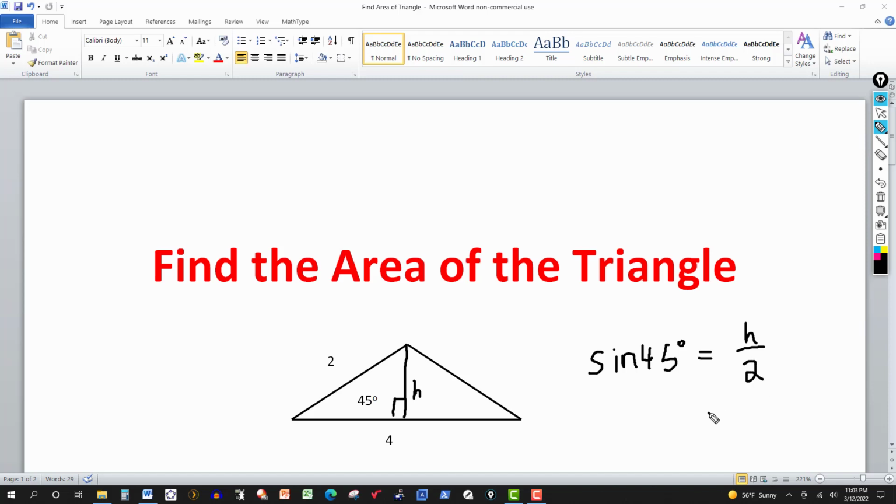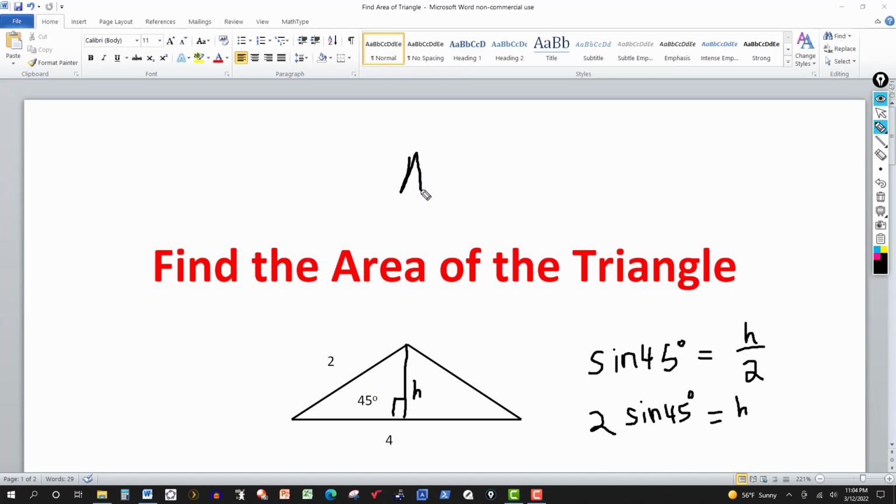And if I multiply both sides of this equation by 2, this tells me that h is equal to twice the sine of 45 degrees. So we want an approximation. We can just compute the sine of 45 degrees to be radical 2 over 2. So h would be radical 2. Let's suppose we want to give an approximate answer to this.